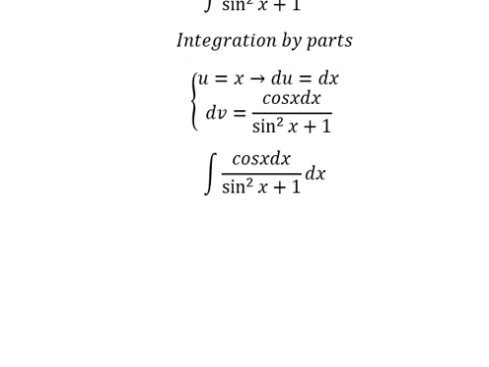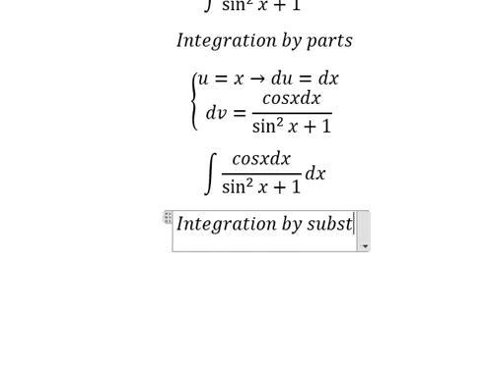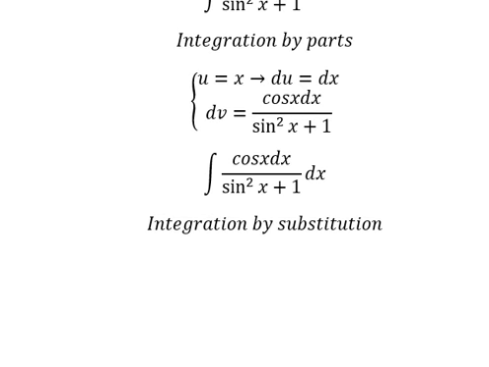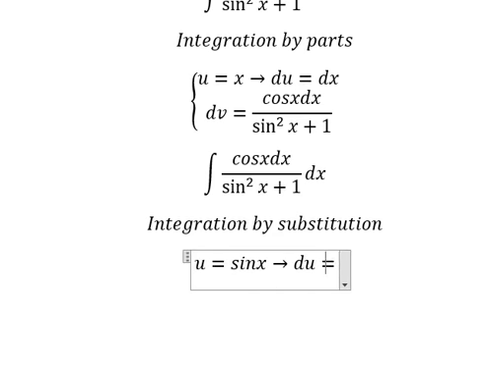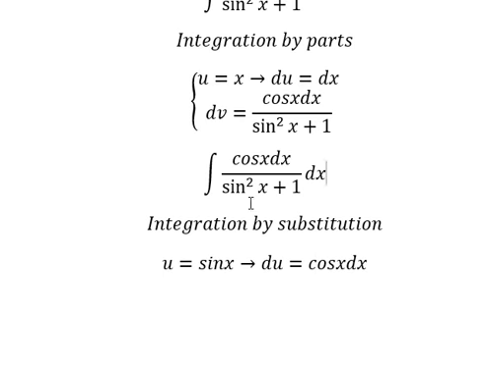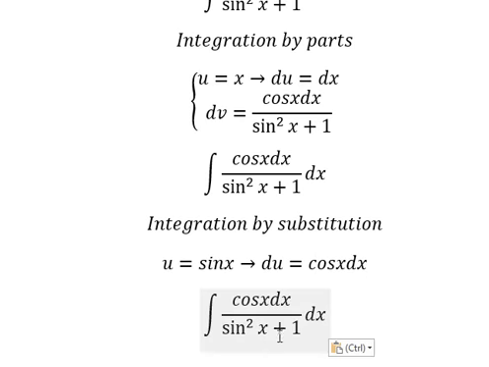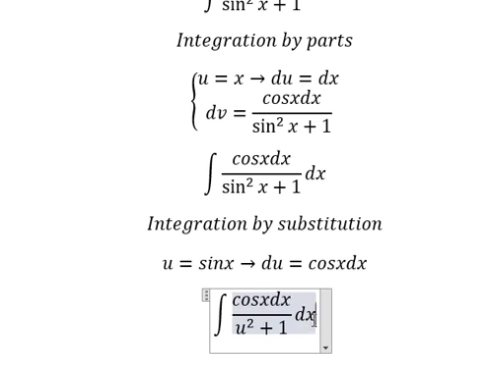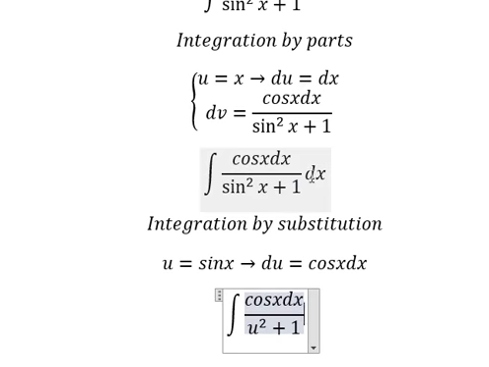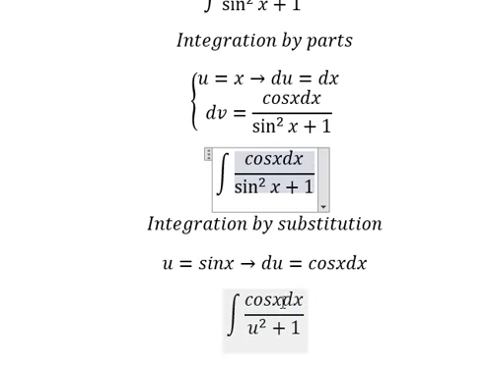So we need to use integration by substitution. So I will put u equals to sine x. Later we do first the derivative for both sides, and we have cosine x dx. This one we change by u, and we have u squared plus 1. So cosine x dx we change by du.